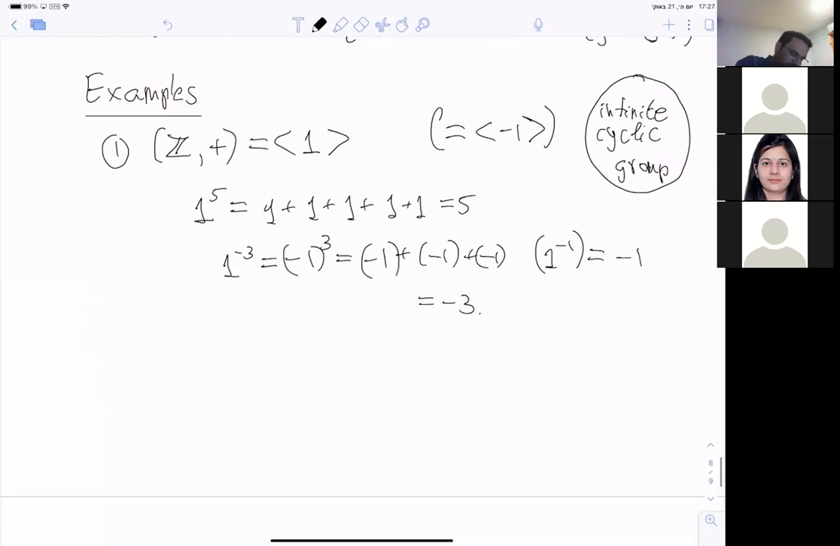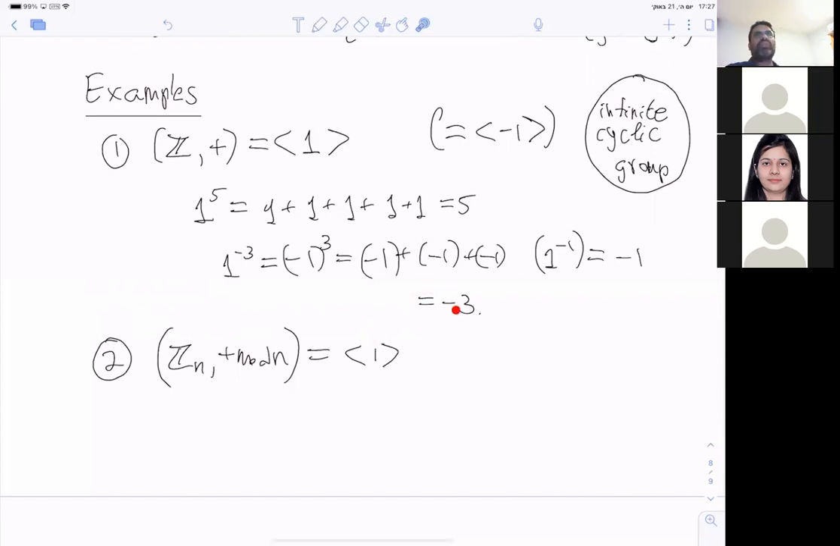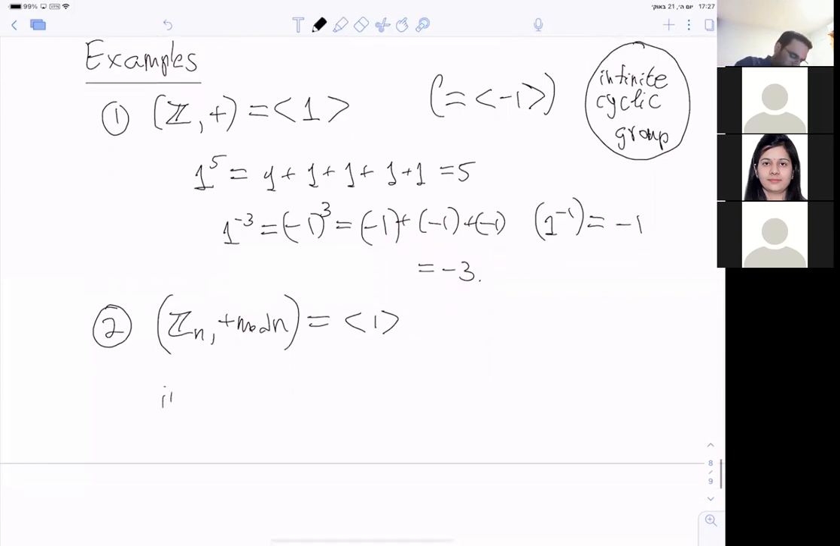Okay, another example, which is Zn, as we've seen. What will be the generator here? Again, 1. But here, when it gets to n, then it goes back. I mean, there is a loop here.